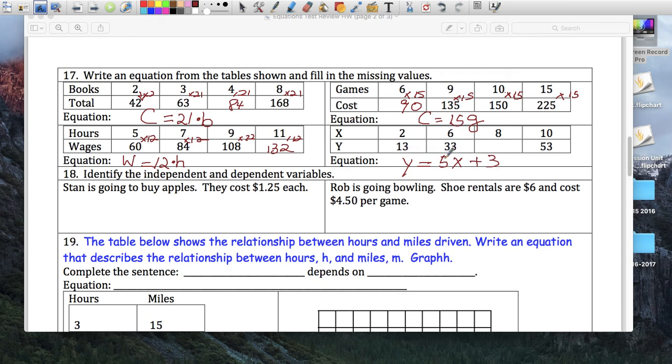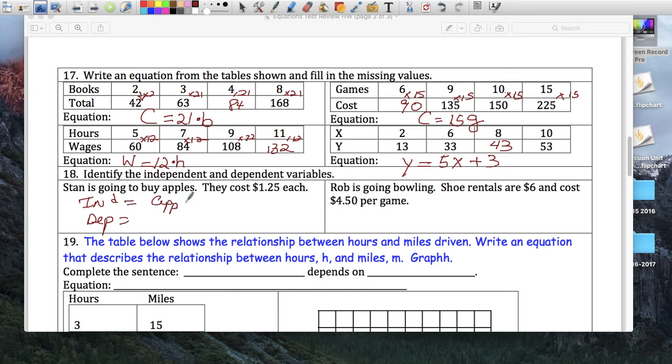In this case, the total miles depend on the hours driven, right? So I would use M. M equals H times what? What's the relationship here? Times 5, times 5, times 5. So to find the distance you travel at any point, you do 5 times H. However many hours, just multiply by 5.